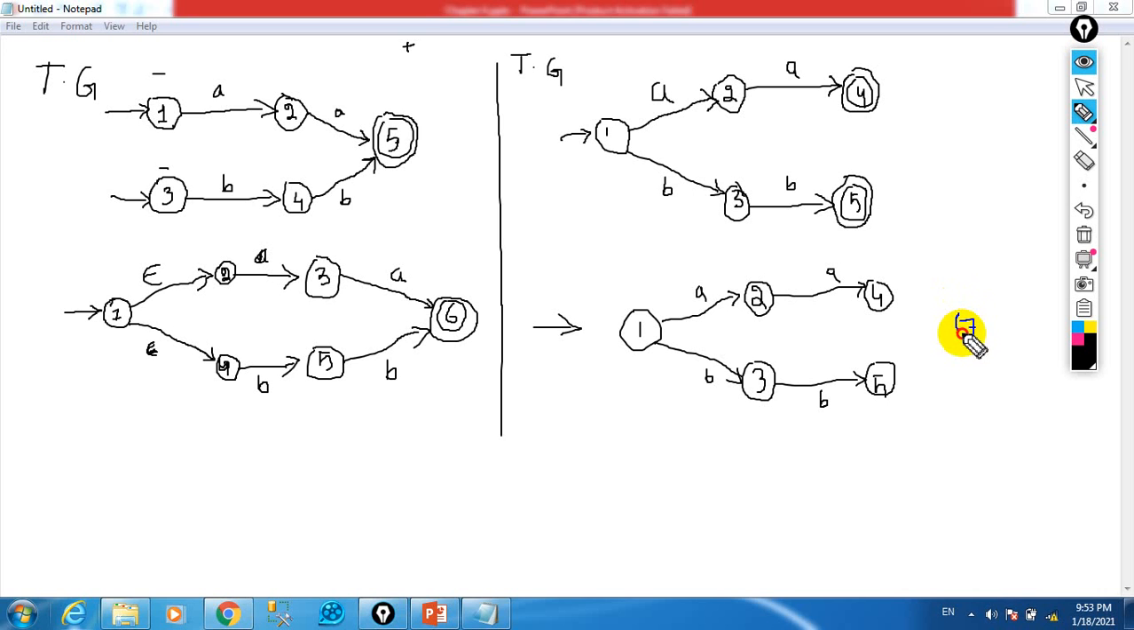State 7. And now I will make this state a final state.